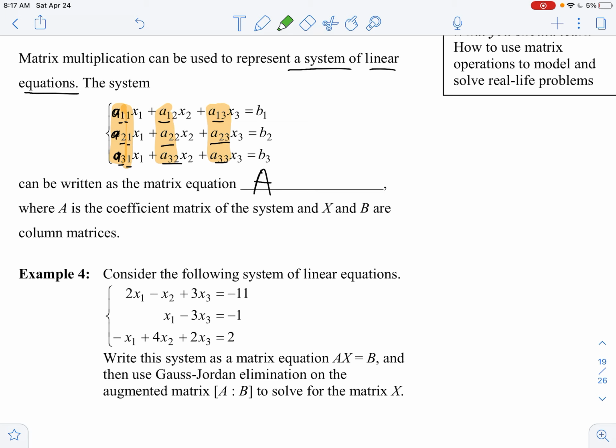All of these entries are the column values from matrix X. And we see that they equal the values from matrix B.